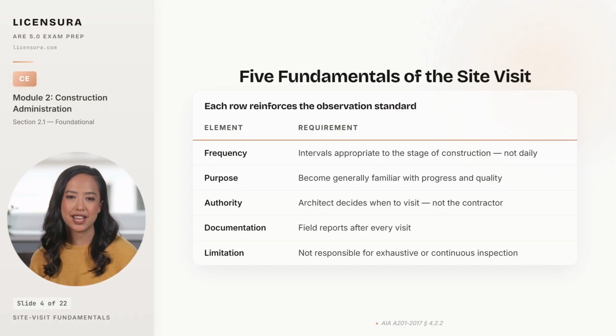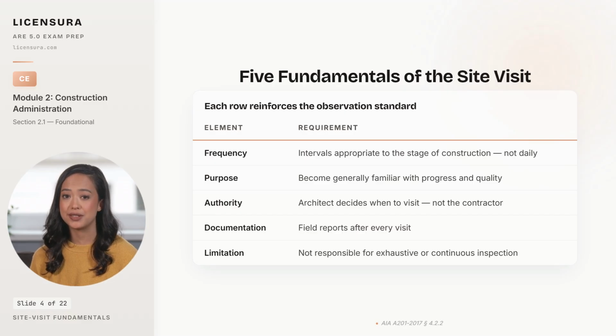5 fundamentals, and every one of them reinforces the observation standard. Frequency is at intervals appropriate to the stage of construction, not daily. You decide when to visit based on what is happening on the job. Foundation pours and structural milestones earn more visits. Routine framing on a 3rd floor that mirrors the first 2 earns fewer. The purpose is to become generally familiar with progress and quality, which is the exact A201 language, and the language you should use in your field reports.